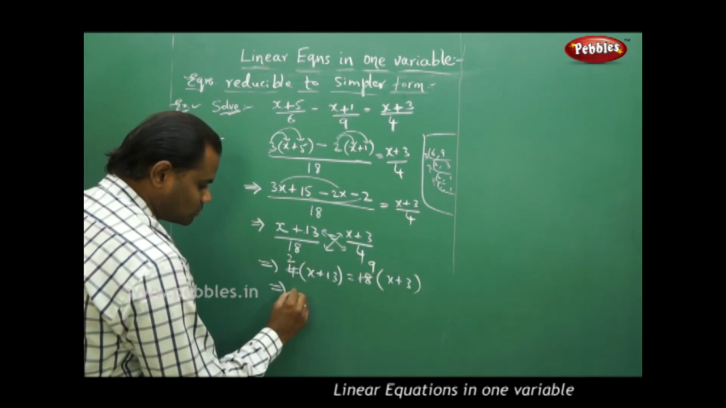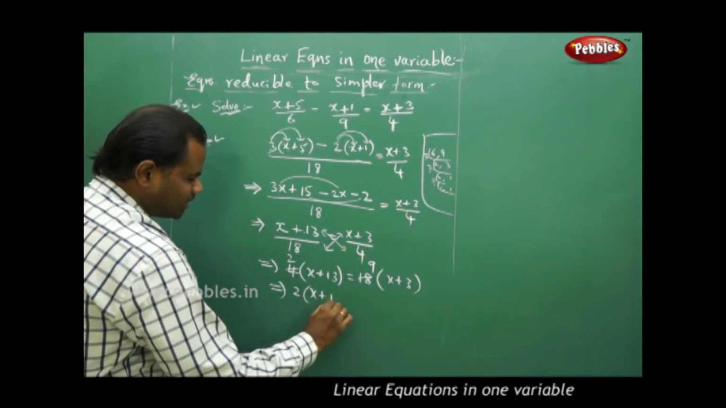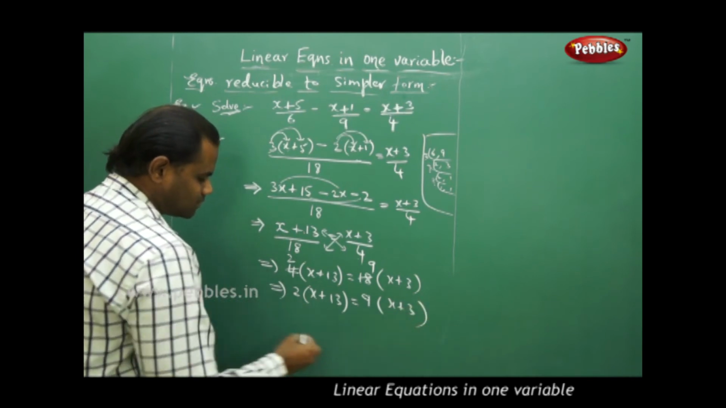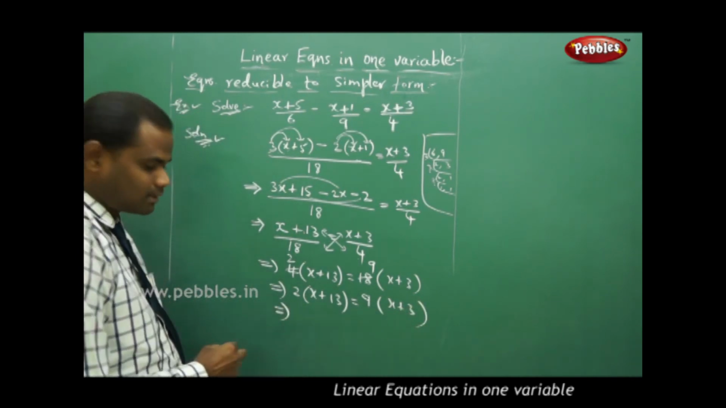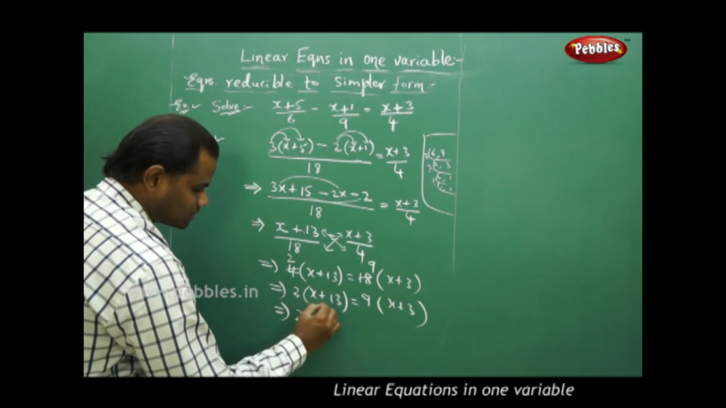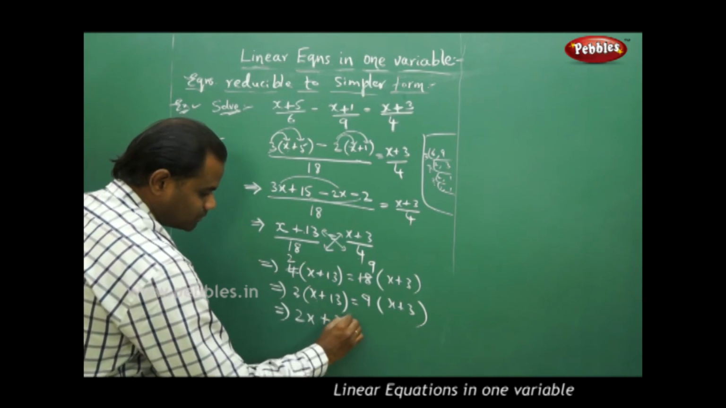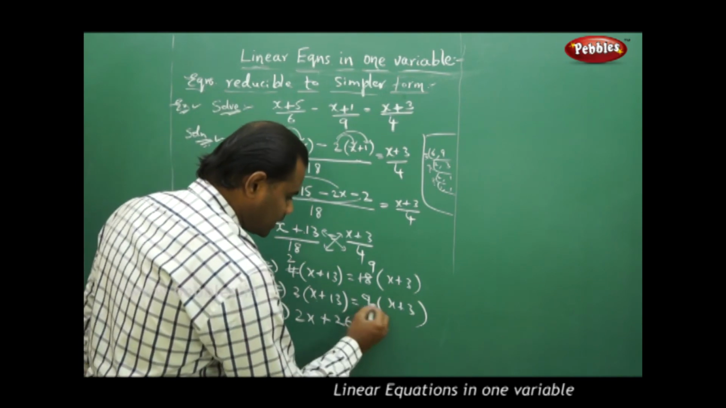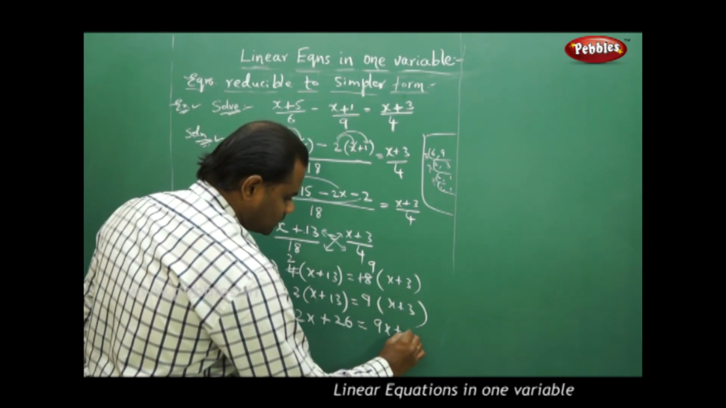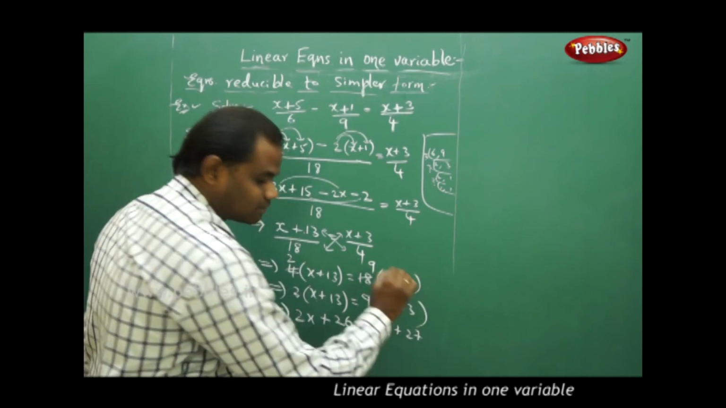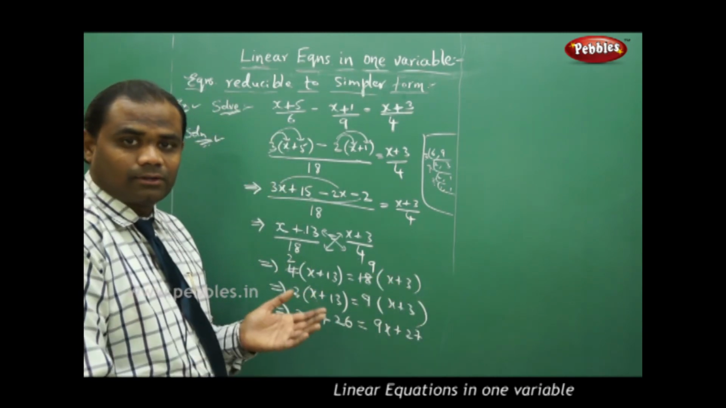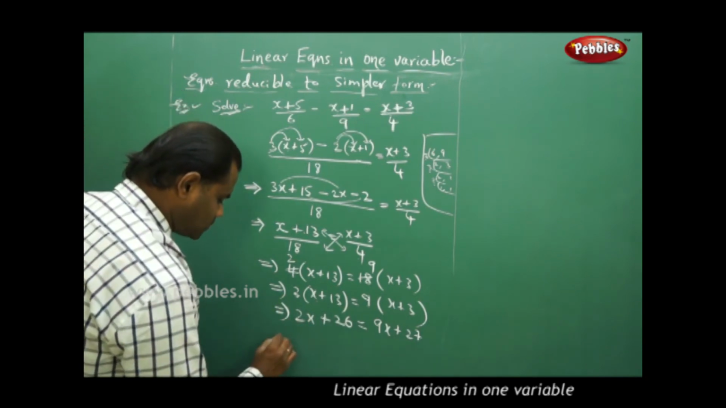Then I multiply 2, then I get this as 2x plus 13, 9 times x plus 3. Then on expansion of the brackets, I get 2 times x plus 2 times 13, which would give me 26 as the value. And then I get 9 times x, then 9 times 3, which would give me 27 as the value.